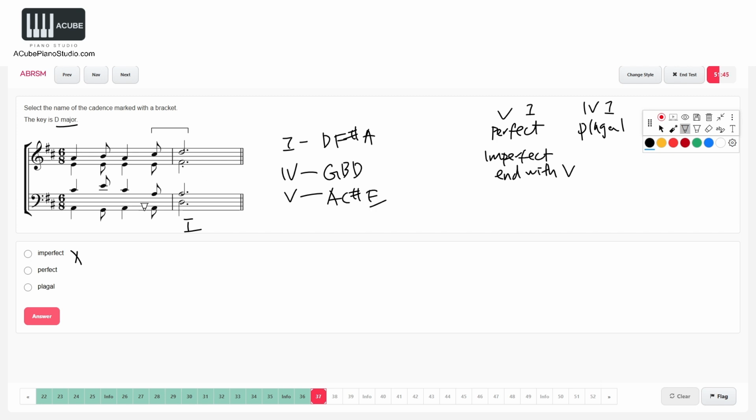Okay, so let's look at this. I have A, C sharp, and E. So it's 5. So it's 5, 1, so it is perfect.